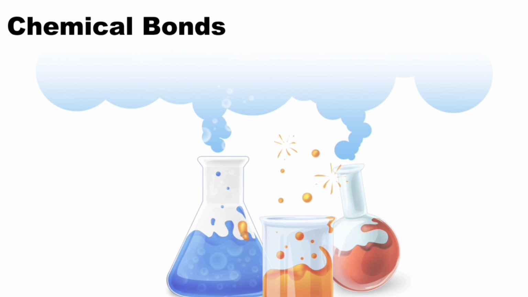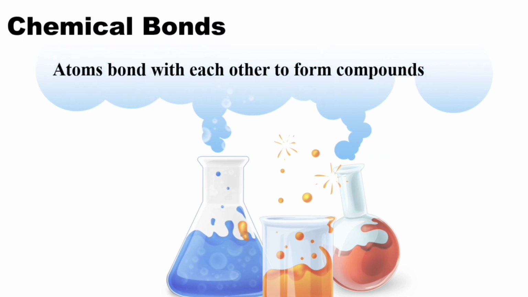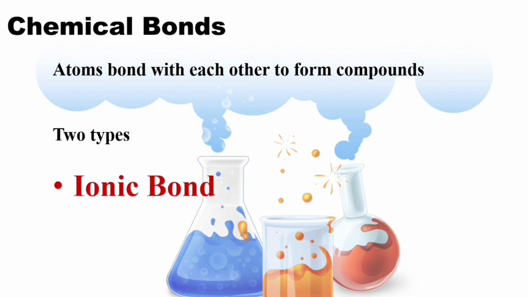Then we are going to study chemical bonds. What are chemical bonds, class? Chemical bonds are those bonds which attach atoms together, which attach elements together, and elements bond with each other to form complex compounds. So we can see here in your chapter, two kinds of chemical bonds are given. Number one, ionic bond, and number two, covalent bond.